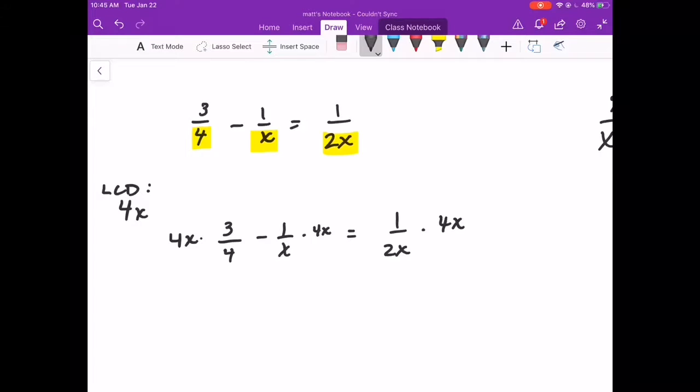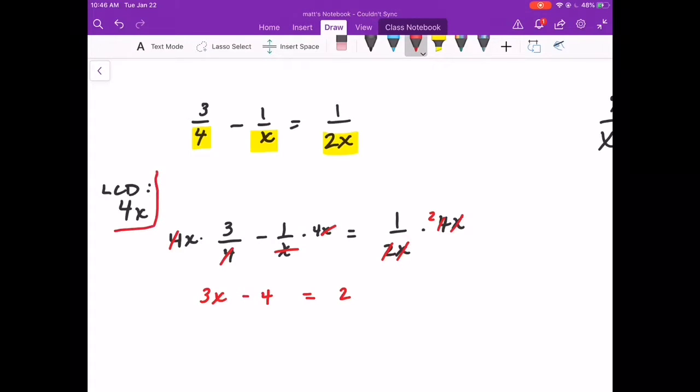The 4's here cancel, and I'm only left with an x, so 3x. The x's here cancel, and I'm only left with a negative 4, 1 times 4, and that's going to be equal to the 2 and the 4 reduced to 2 over 1, and then my x's cancel out. So then I'm only left with 2 there. So by multiplying by the common denominator, I made sure I got rid of all fractions, and I took away that difficulty level of dealing with a fraction.